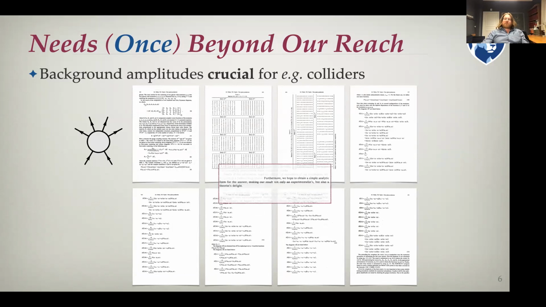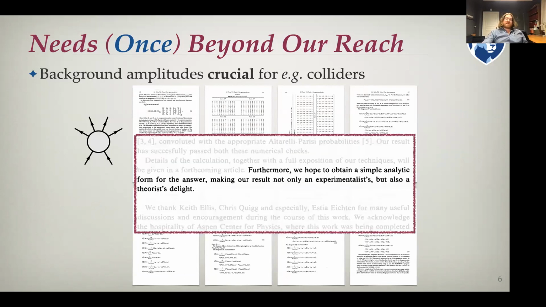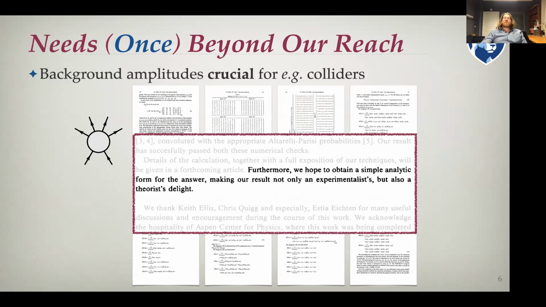But what really makes me love this paper is at the very end, after apologizing for not giving any details, they ended on this quixotically optimistic note: furthermore, we hope to obtain a simple analytic form for the answer, making our result not only an experimentalist's, but also a theorist's delight. And it's very hard to say why they put that sentence in that paper. They had some vague intuition that these things could collapse, that they could simplify them, from some intuition about 2 to 2 and 2 to 3 that they had worked on.